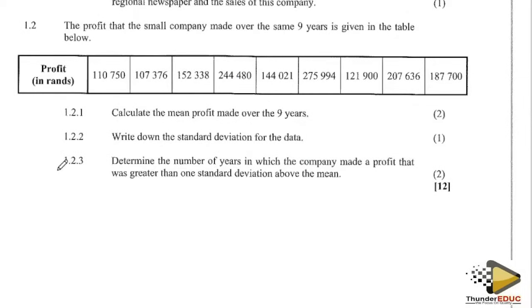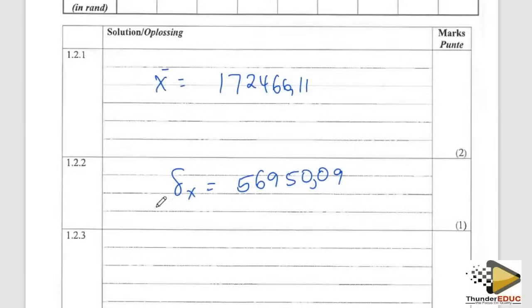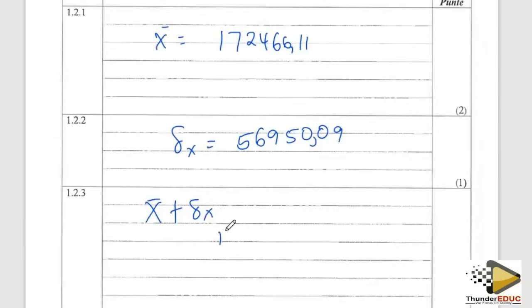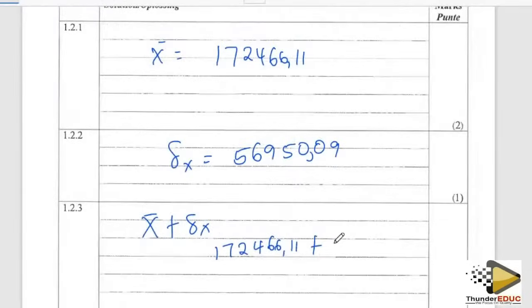Then 1.2.3, they want us to determine the number of years in which the company made a profit that was greater than 1 standard deviation above the mean. So when they talk of 1 standard deviation above the mean, it's the same as getting the mean plus 1 standard deviation. Now we know that our mean is 172466.11. I'm going to add the 56950.09.